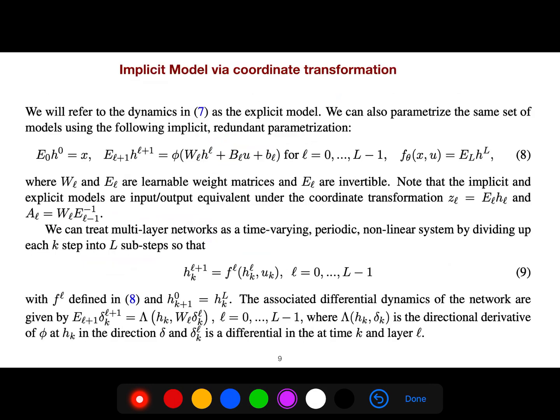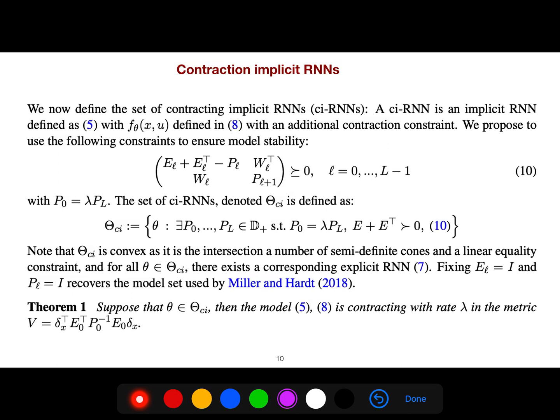And we can also write the implicit model by just changing coordinate. So this is the implicit model, and you will see why it is important. There is just this coordinate transformation that we need in order to create the implicit model. And now you use the contraction theory and you say that in order to make sure that it is stable, you just need this inequality.